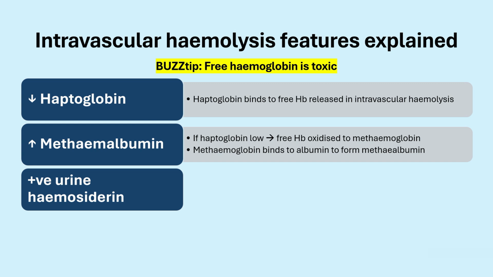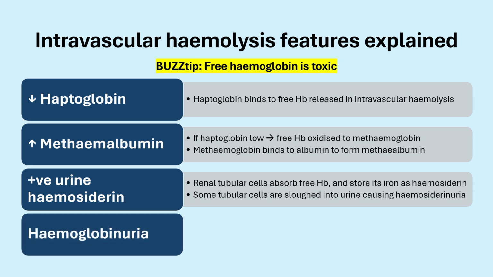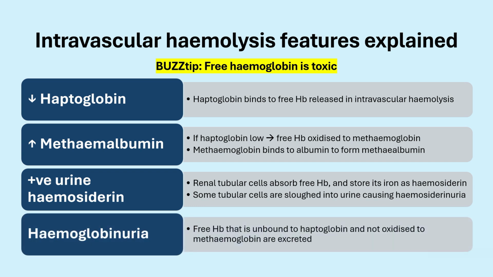A positive urine hemosiderin is a pathognomonic feature of intravascular hemolysis. This is where the renal tubular cells absorb free hemoglobin and store its iron as hemosiderin. Some tubular cells are sloughed into the urine, causing hemosiderinuria. Hemoglobinuria also occurs in intravascular hemolysis because the free hemoglobin that is unbound to haptoglobin and that is not oxidized to methemoglobin is excreted.